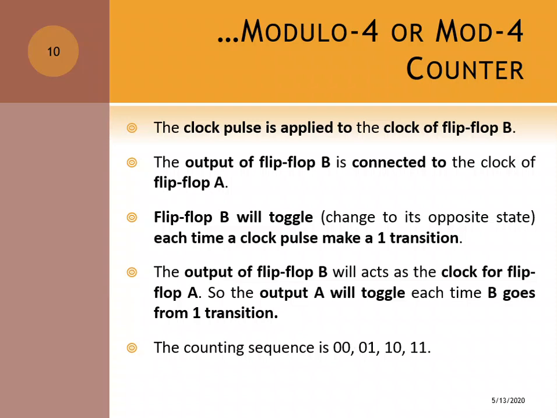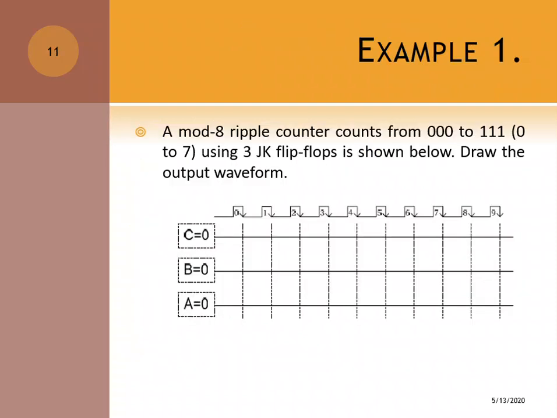Okay. Next example. A mode 8 ripple counter. Okay, bila kita sebut mode 8, maknanya dia akan count daripada 0 to 7. Okay. Using 3 JK flip-flops is shown below. Draw the output waveform. Okay, so we are going to do this together. So this one, use negative edge triggered also.